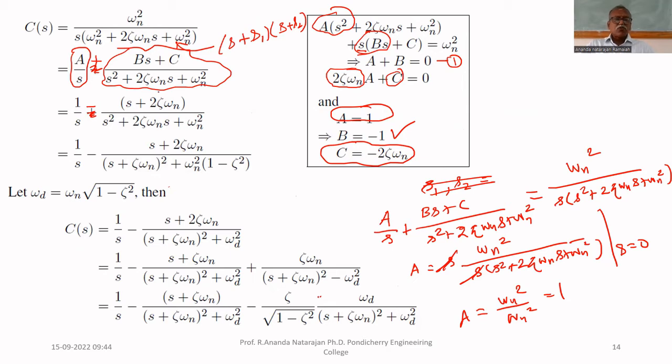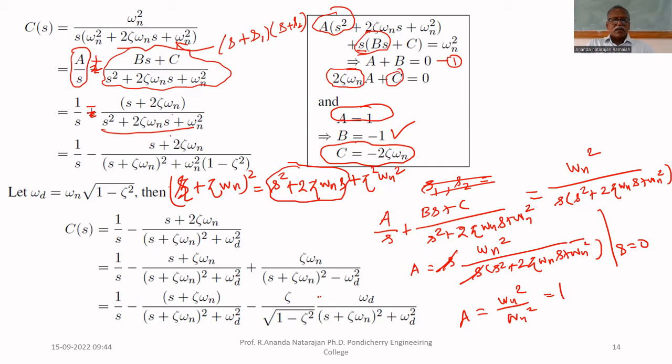Here, we are separating this into 2 parts. One is 2 zeta omega n S. So we can write this as S plus zeta omega n whole square, that is equal to S square plus 2 zeta omega n S plus zeta square omega n square. The first 2 terms are here. What is the term missing? Zeta square omega n square is missing.